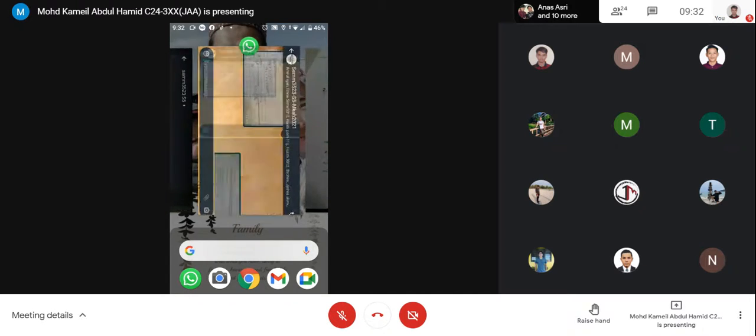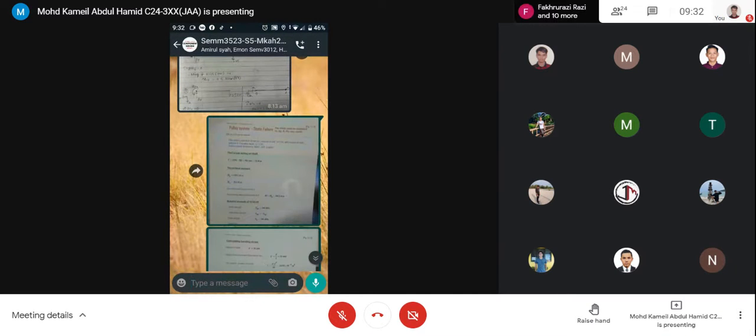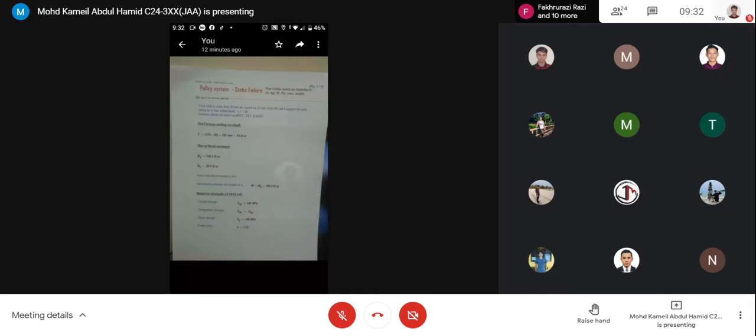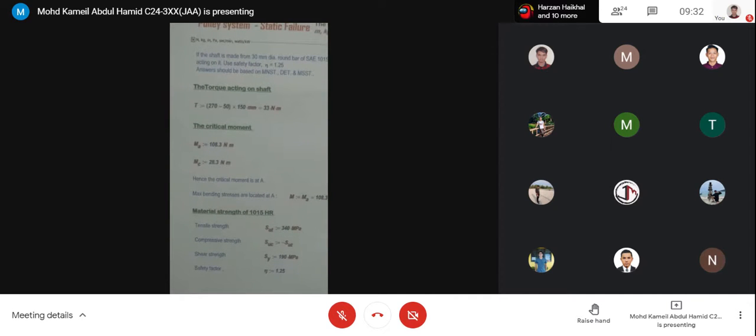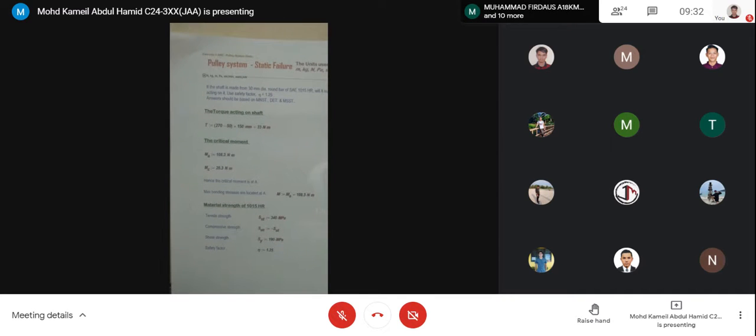Then we come to this part. Once we get MA and MC, we find that MA is higher, so the maximum bending stresses are located at point A. The torque acting on the shaft is 33 Newton meter. Then this is where the static failure theory comes in.